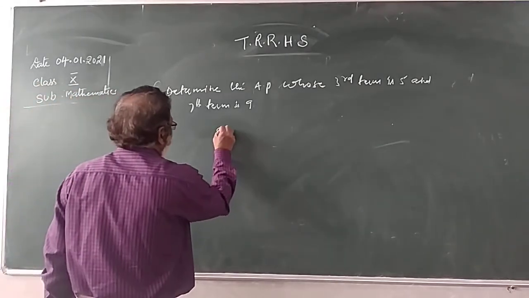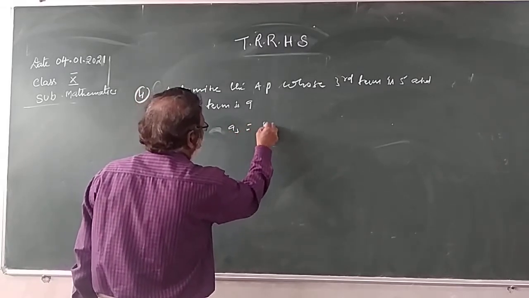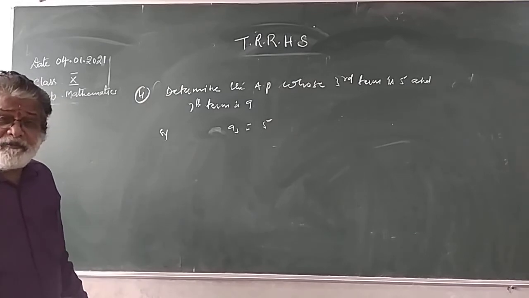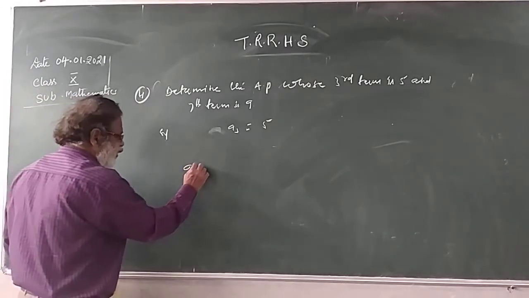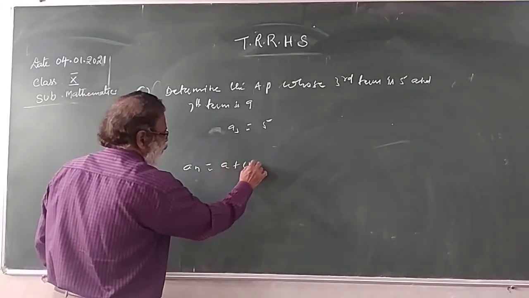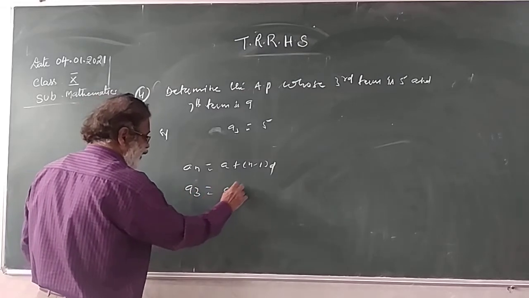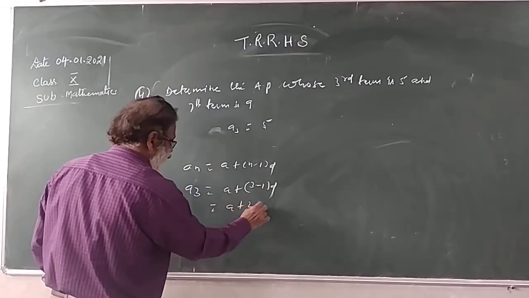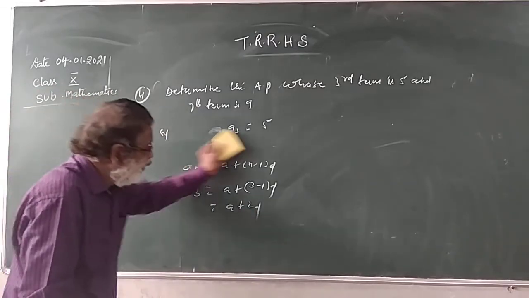So A3 is equal to 5. What is A3? The first term is a, the second term is a plus d, the third term is a plus 2d. How did we get a plus 2d? The formula is an = a + (n - 1)d. We want A3, so put n = 3, giving a + (3 - 1)d, which is a + 2d. The third term is a + 2d.